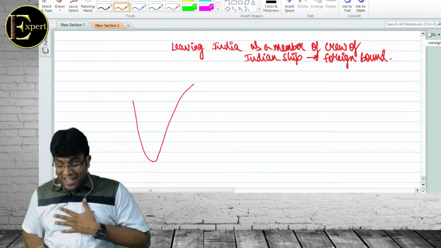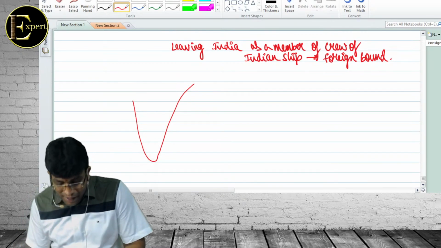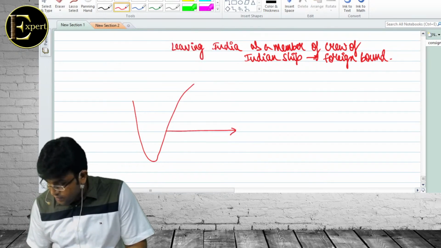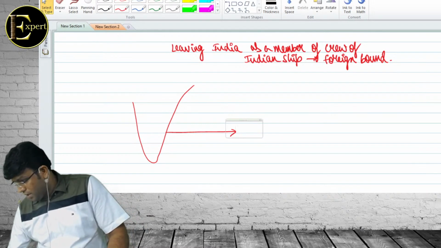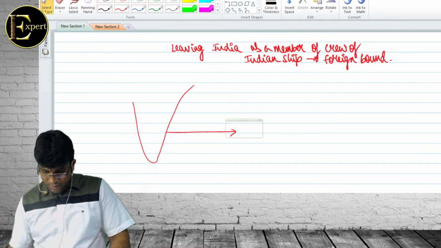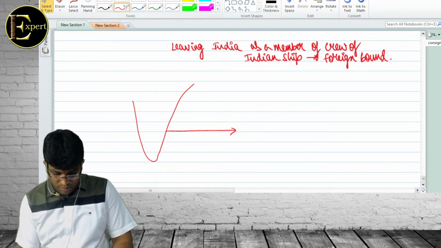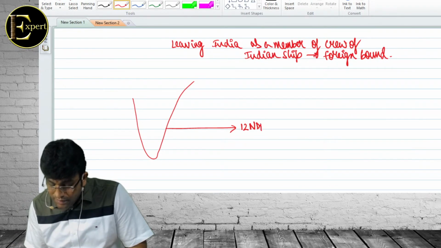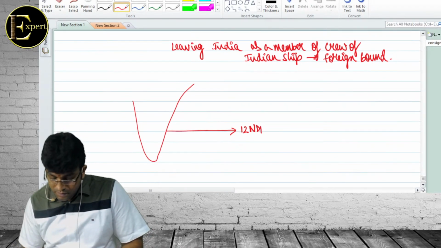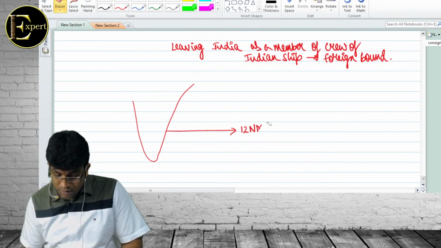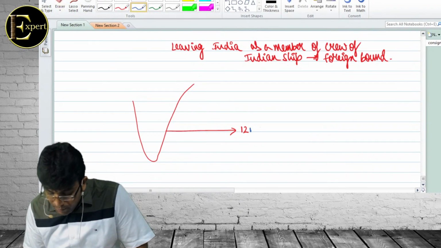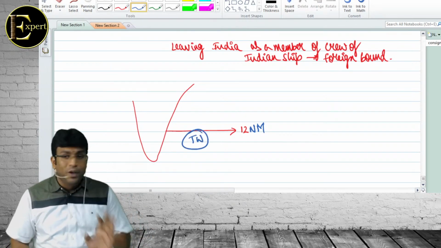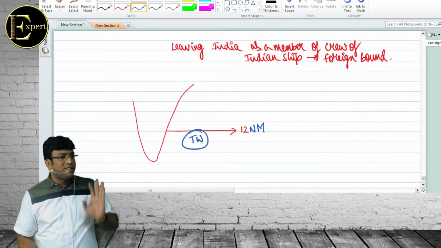This is a part of India. Correct, my dear friends? Now, from here, control. From here up to 12 nautical miles, what do we call it, sir? Territorial waters. We know this? Yes, up to 12 nautical miles, we call it as territorial waters.